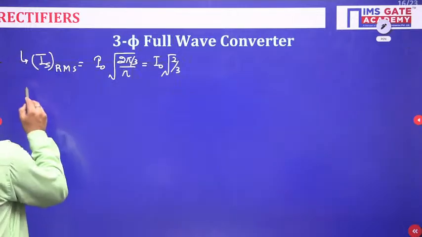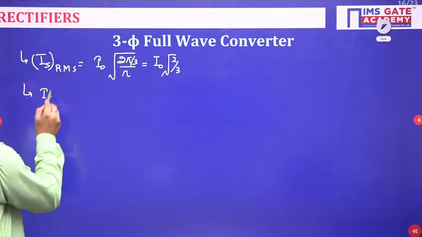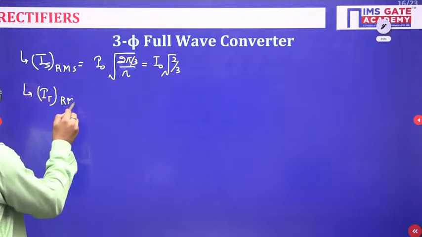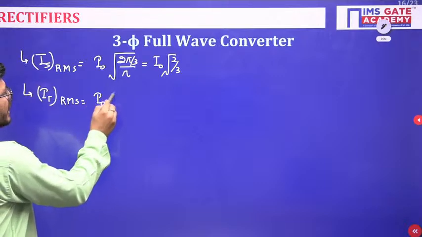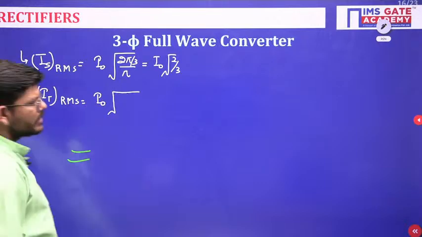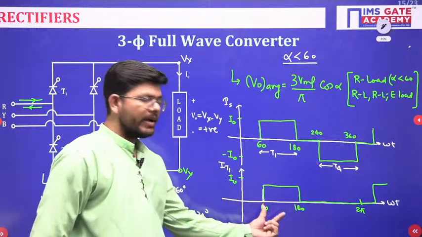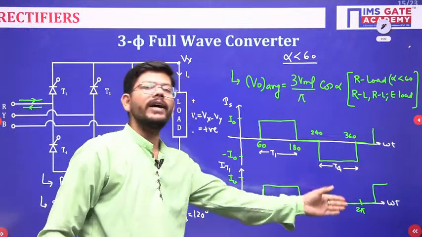Now if I have to calculate my RMS value of thyristor current, just see, the magnitude is I naught and it is present for 2 pi by 3 duration out of the total 2 pi available for it.